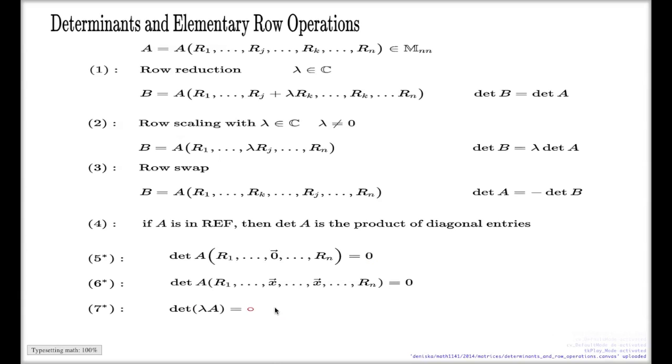Finally, it's the one which I already discussed with you. If you scale the whole matrix by a scalar, you just multiply the determinant by that scalar to the power n, where n is the dimension of your matrix.